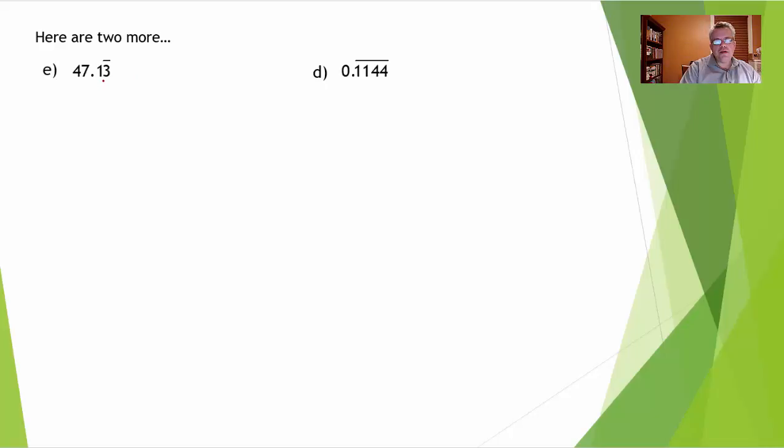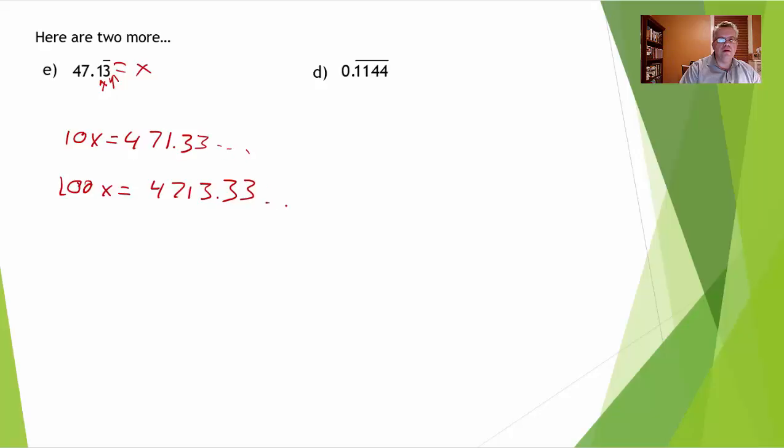Here the pattern starts right there before the 3. So we want to move the decimal place 1. So if this is x, 10x would be 471.3. Then we want to move it after that 3, just one more spot. So 100x would be 4713.3. Okay, and these 3's are repeating. It kind of goes on forever.